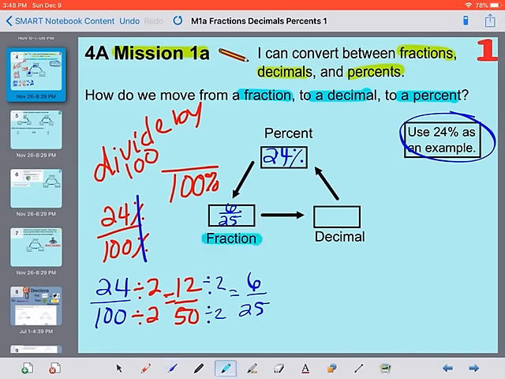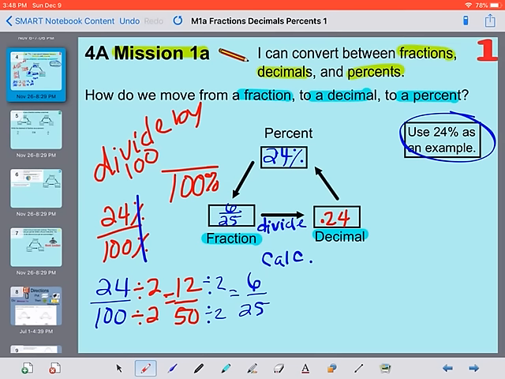And then from fraction to a decimal, if we have a fraction, all we are going to do is divide. Divide 6 divided by 25 using your calculator. Some of them you might already know, but this one, 6 divided by 25 in my calculator, is going to give me 0.24 as a decimal.